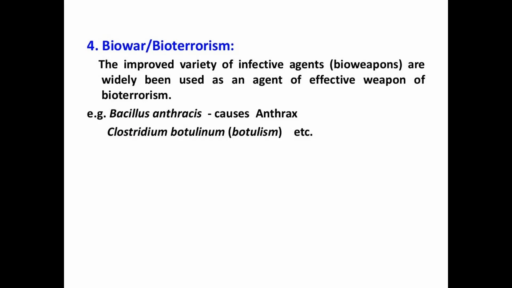So the improved variety of infective agents, whatever they are using, the biological agents, they are called bioweapons. And these are used to cause harm to opposite country or opposite person. When you want to kill any persons or people in larger number, they are using these bioweapons. Best example is Bacillus anthracis.